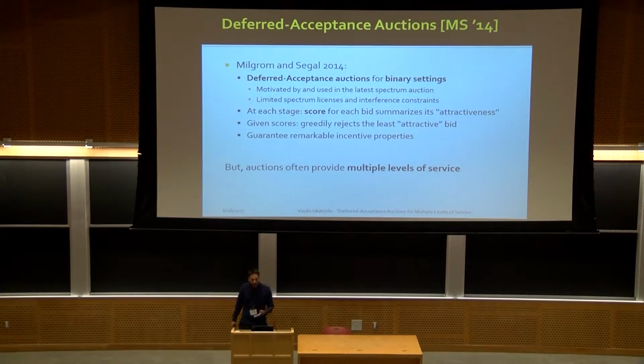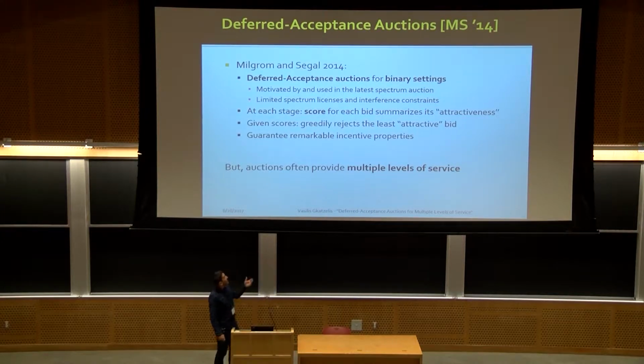For this class of auctions, Ilya Segal and Paul Milgrom recently defined, in 2014, this class of deferred acceptance auctions. They're motivated by the latest spectrum auction, where they were actually also used. In that case, the constraint was that you have limited spectrum, and there are different constraints about interference that don't allow you to just give everyone spectrum. So you either accept or reject the different interested parties.